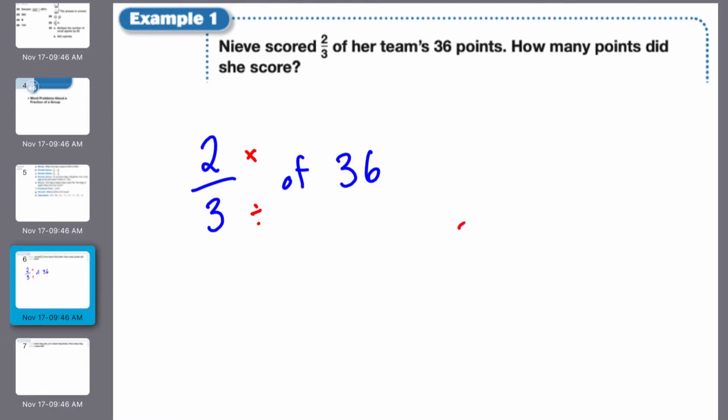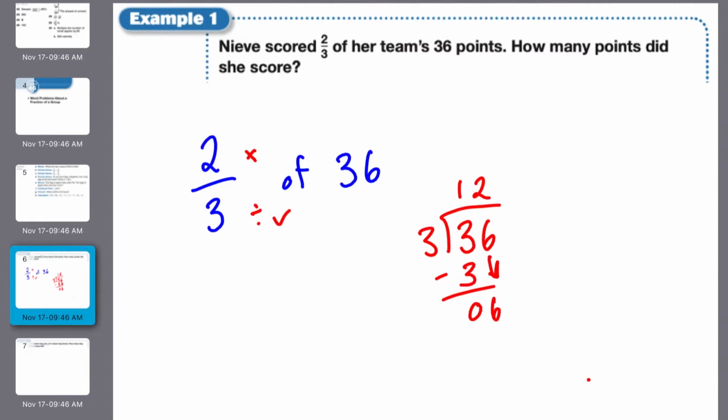So 36 divided by 3 gives me 12. So I did the divide part. Now I need to do the multiply part. So 12 times 2 gives me 24. Check. So 2/3 of 36 is 24. So she scored 24 points.